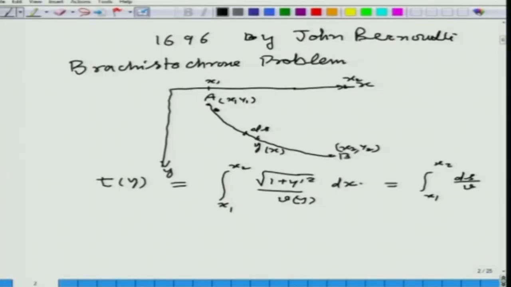Now, this is what is called the Brachistochrone problem, and we are asked to find a curve along which this takes the least time. That is what is called the problem of quickest descent.